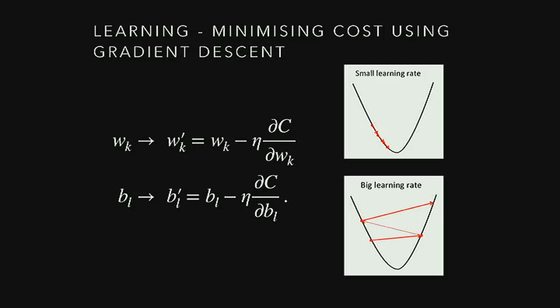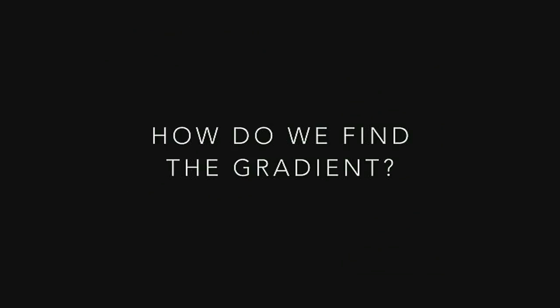If we pick this to be too small, we will get where we want to go, but we will get there very, very slowly. If we pick it to be too large, we may not find a minimum at all. We'll overshoot and perhaps never get there. So this allows us to learn the weights and biases. There's one fundamental flaw here, though, which is we've no idea what these gradient terms are. How do we find them?